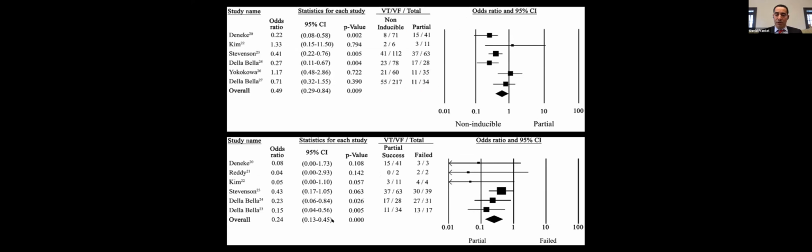And similar, but to a lesser extent, if you achieve total non-inducibility, you reduce the risk of a long-term VT recurrence by about 3/4 compared to partial success, meaning non-clinical VT remained inducible. So it's clear that you need to achieve non-inducibility.